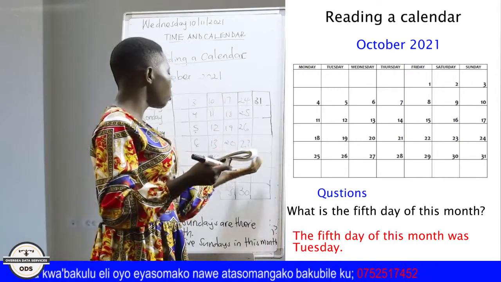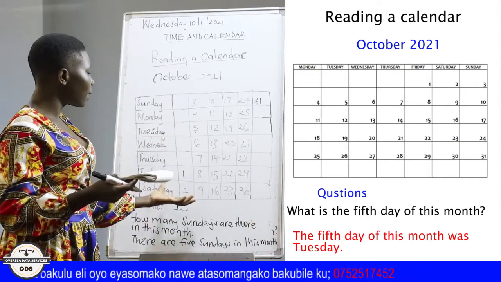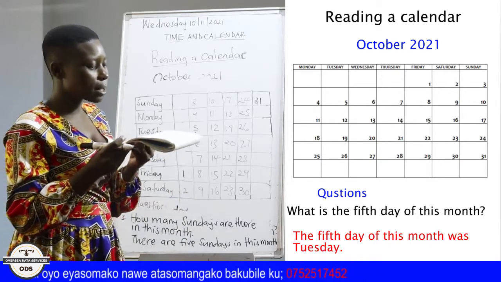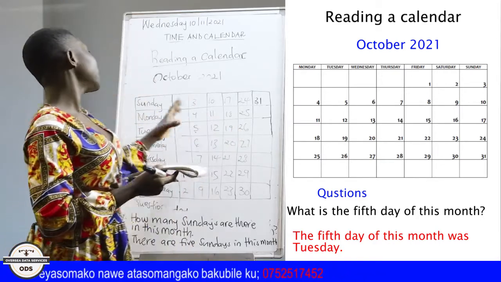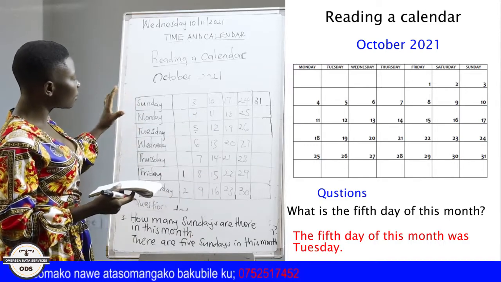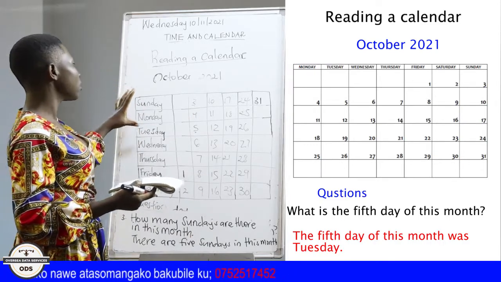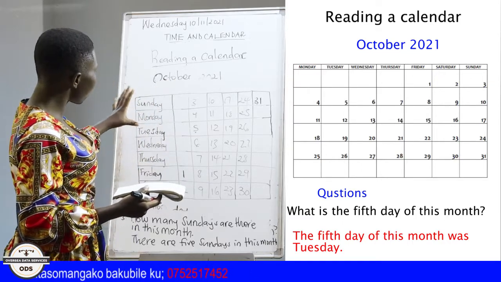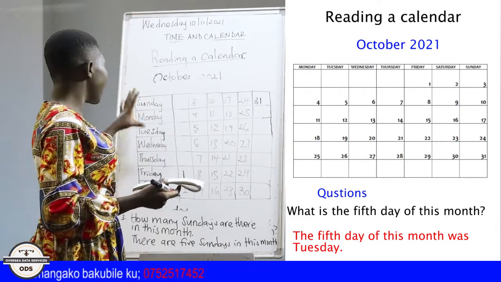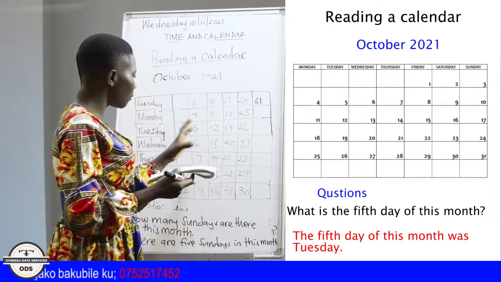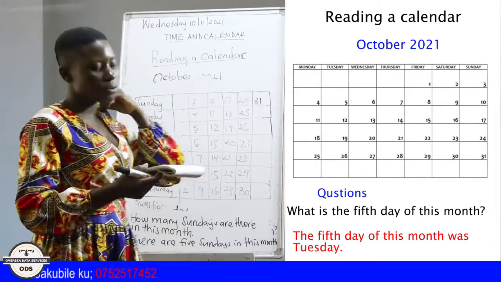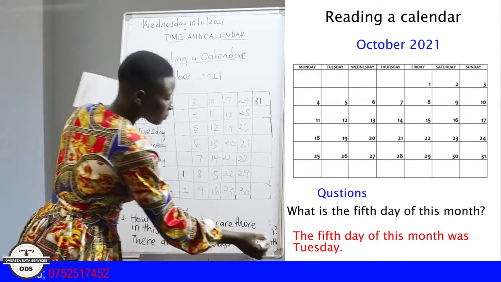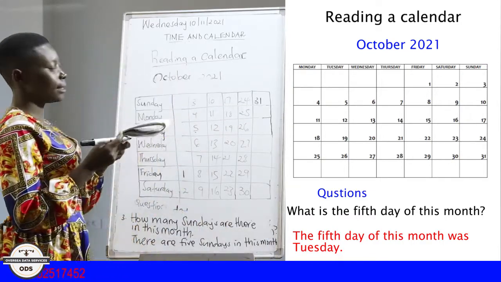They can ask you more about a calendar. Hope you have got a clue and you can now answer. If you know what the days are, if you know the things which our calendar contains, I told you that it contains a month, the days and the dates.